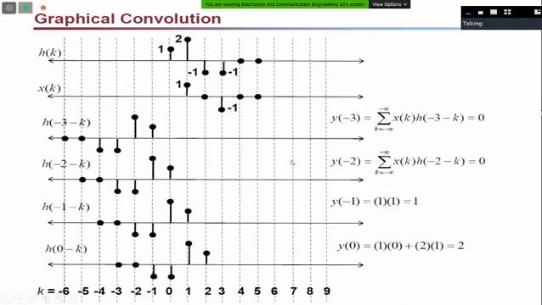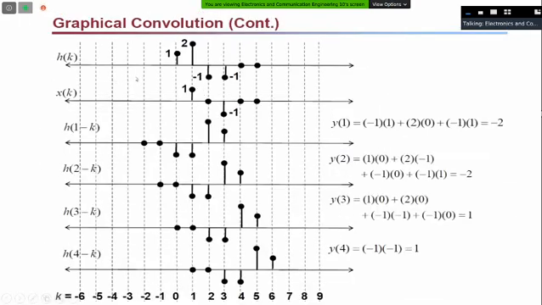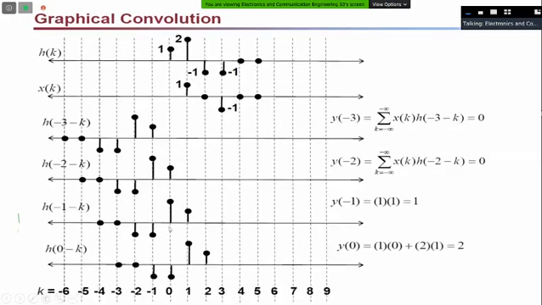Now, this is one of the examples that I will take to explain the graphical method of convolution. Let's say 2 sequences are there, h[k] and x[k]. So these are the values like this, and this point you can say is the origin. Let us see h of minus k first. This is the h[k] sequence, so these values are -1 here, 2 and 1 here.